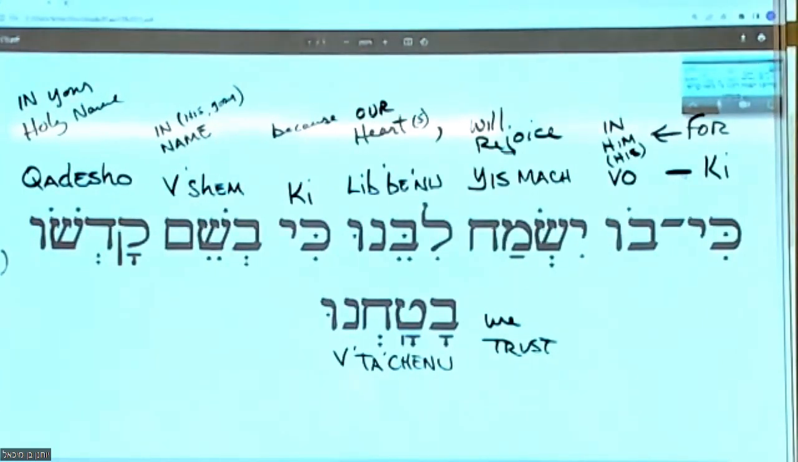So we have, for in him we will rejoice. Okay? Because, no, we will rejoice. Okay, our hearts will rejoice in him. Sorry. All right? Because in his holy name we trust, or we have trusted. You can say that as well. All right, it all just depends on the context of the rest of the sentence. So what we're looking at here is Psalm 33:21.